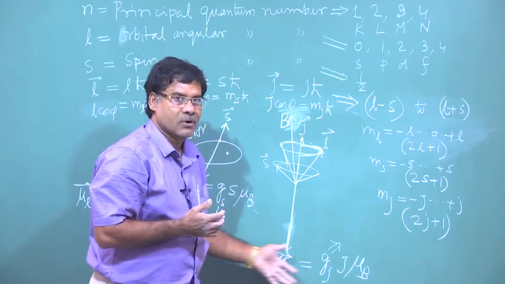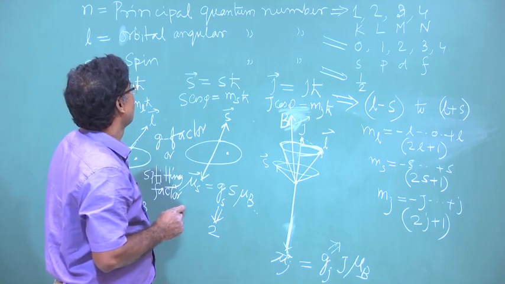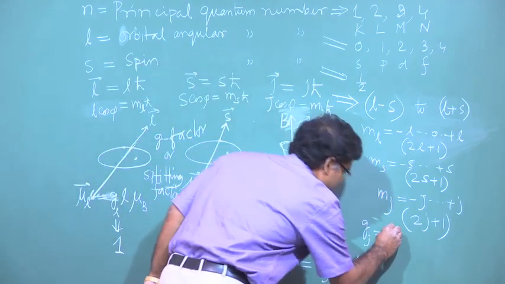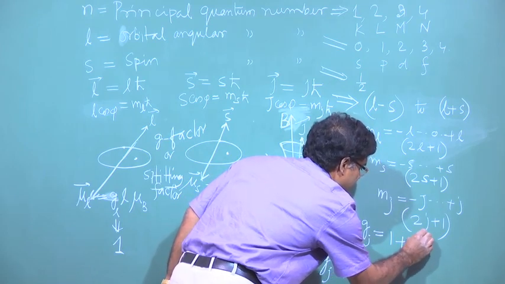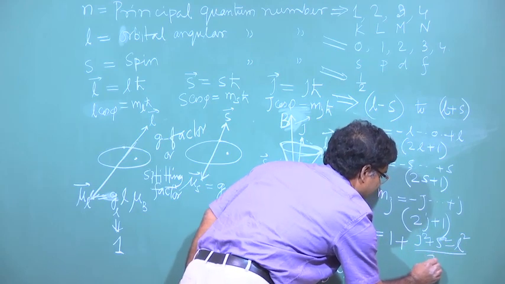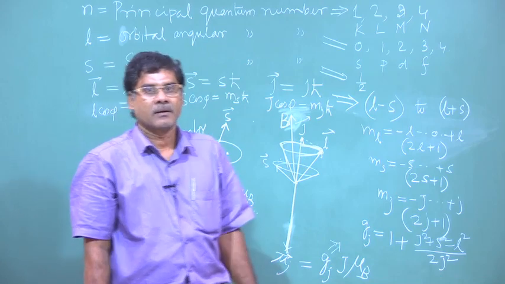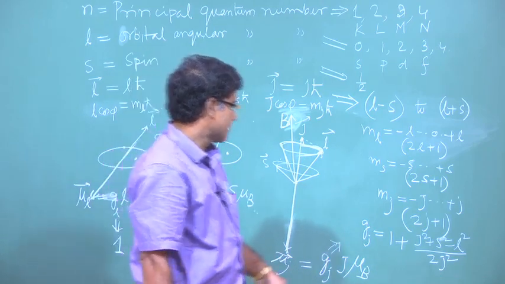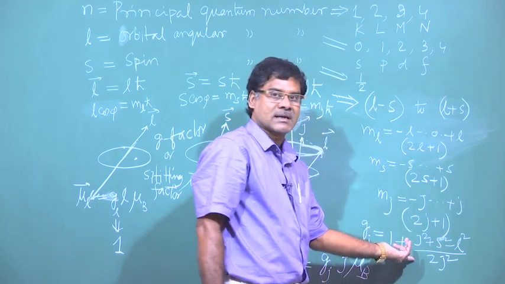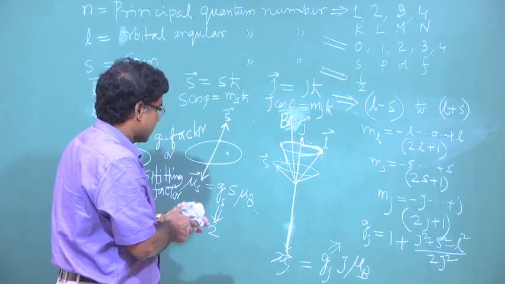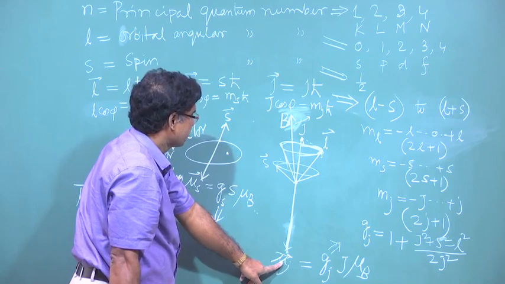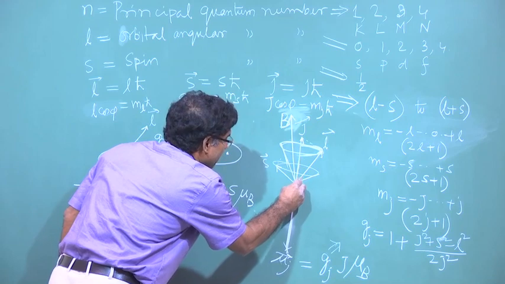GJ value is not 1, 2 or 3, it is a different value. I can write it now, but I will derive it. GJ is basically 1 plus J squared plus S squared minus L squared divided by 2 J squared. Okay. GJ value is 1 plus J squared plus S squared minus L squared by 2 J squared. How it is coming, that I want to show now. So, for that, this is the J corresponding magnetic moment mu J. Now, this is the L corresponding magnetic moment mu L.